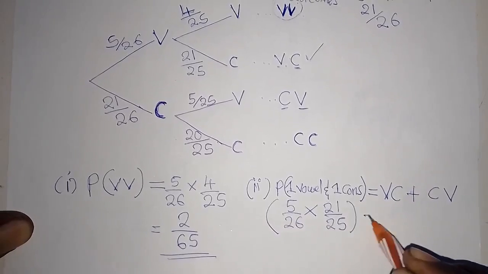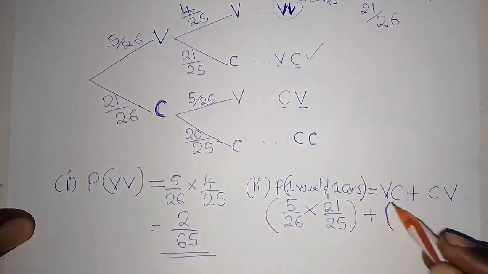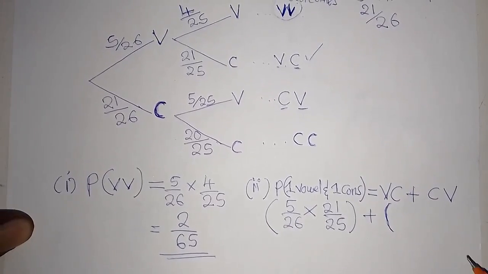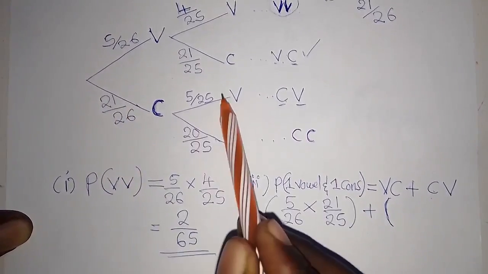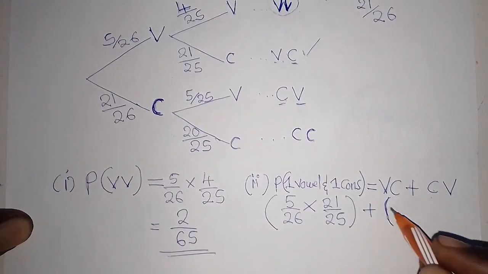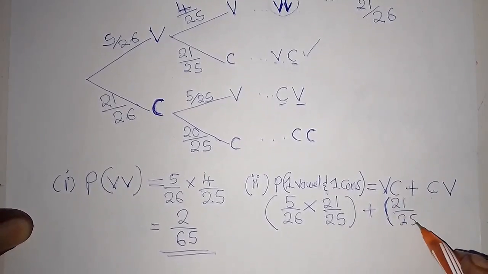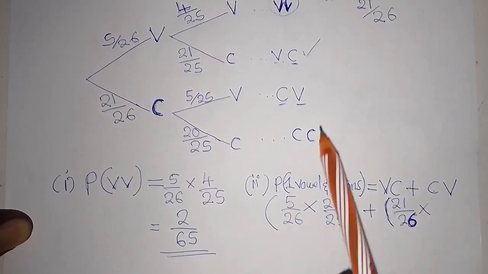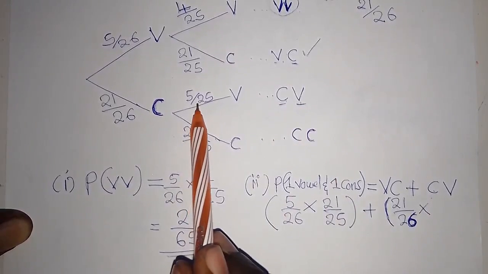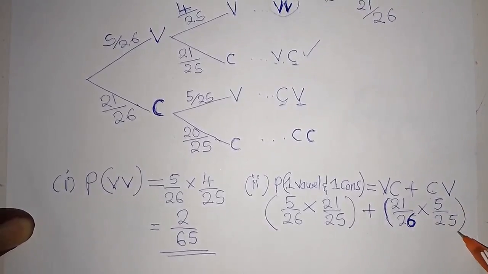Then I say plus. Maintain the same sign that is there, plus. Then I say this one, CV. The first C is this one, V is that one. So it is 21 over 26, sorry, I've got 26 there, 21 over 26 times V, this one, 5 over 25.